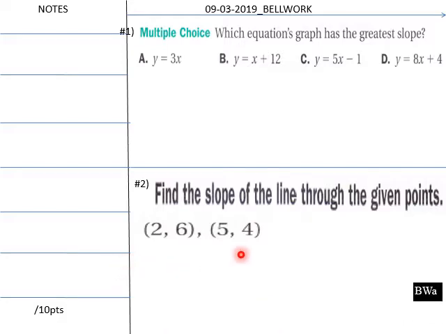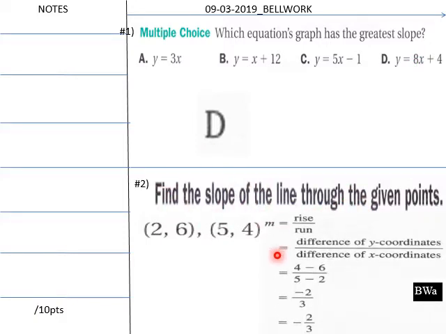Okay, welcome back for your solutions of today's bell work. D up here, y equals 8x, your slope is 8. Over here it's only 5, 1, and then 3, so that would be your greatest slope there. And then find the slope of the line through the given points. What's your slope formula? Difference of y over difference of x. So we have 4 minus 6 over 5 minus 2, and we get negative 2/3. You should have that for your slope between these two lines, students.